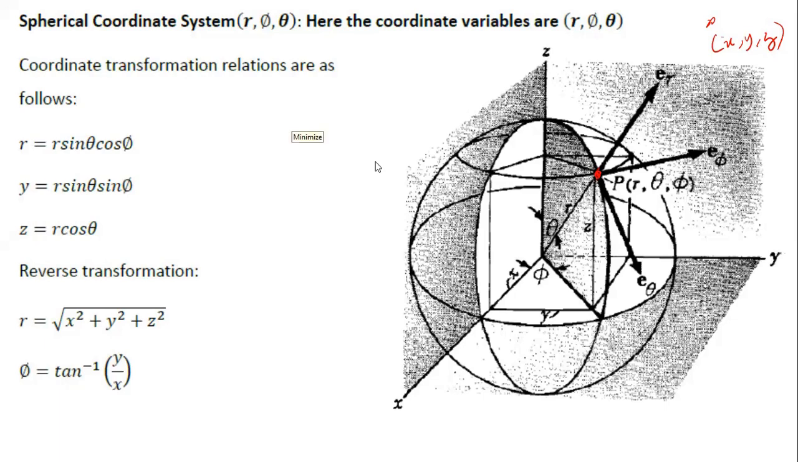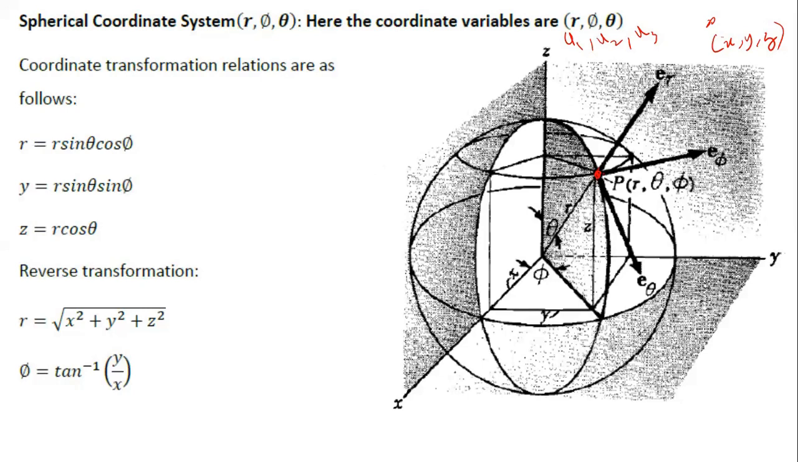Another way of locating this point P, or defining the position of this point P, is to use a coordinate system called the spherical polar coordinate system, in which instead of using our XYZ system, we are going to use r, phi, and theta. Here in this case, your u1 will be r, your u2 will be phi, your u3 will be theta. So what is r here?